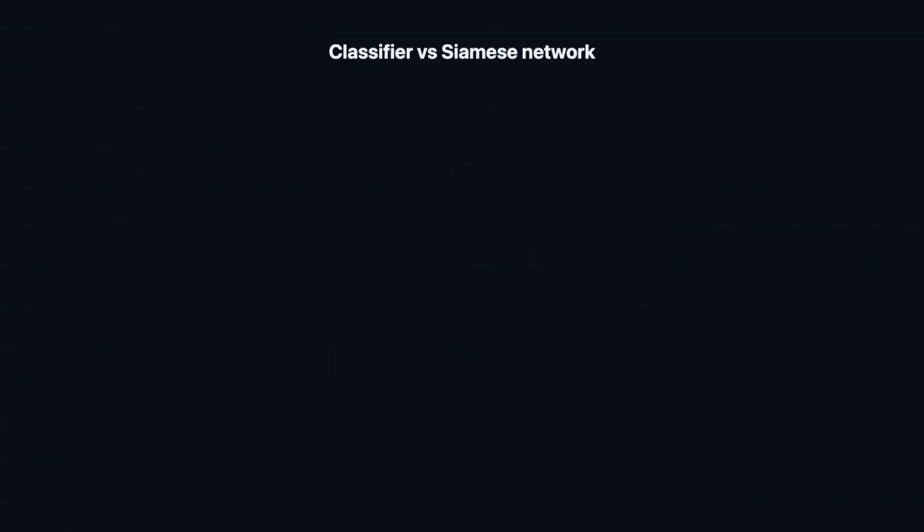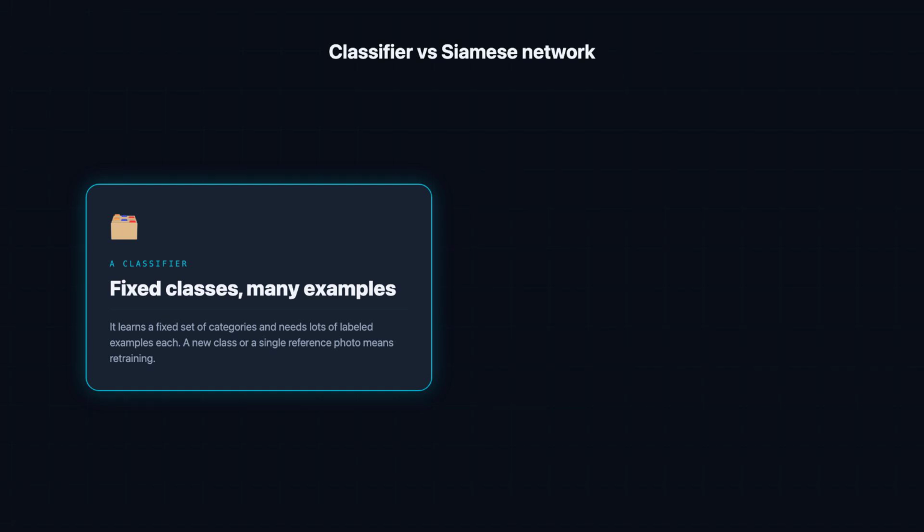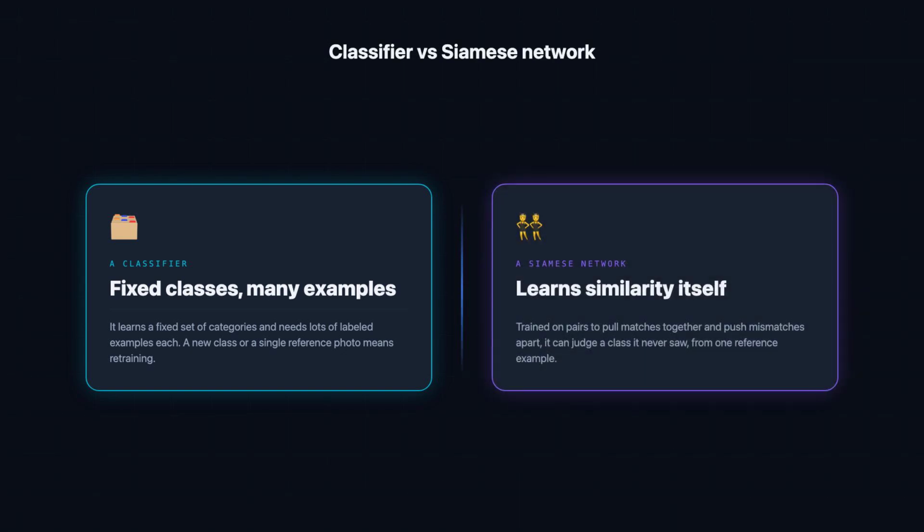To really see why this matters, contrast it with the classifier you would normally reach for. A standard classifier learns a fixed set of classes, and it needs many labeled examples of each one to work well. Add a brand new class tomorrow, or a person for whom you have only a single reference photo, and you're stuck retraining the whole thing because the model has no output slot for anyone it did not see during training. A Siamese network instead learns what similar even means.